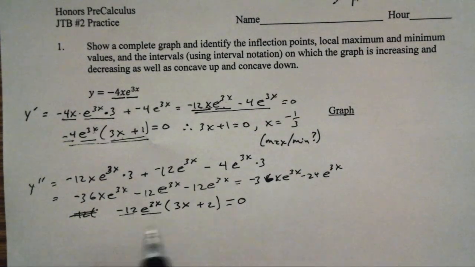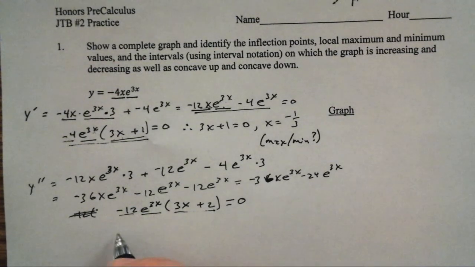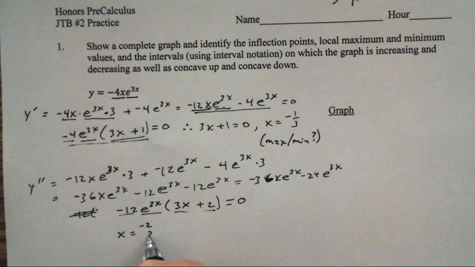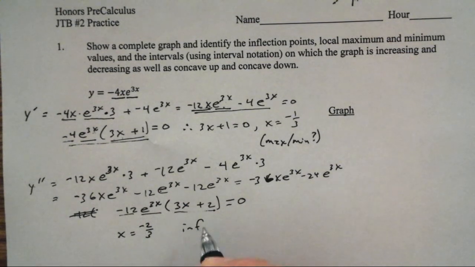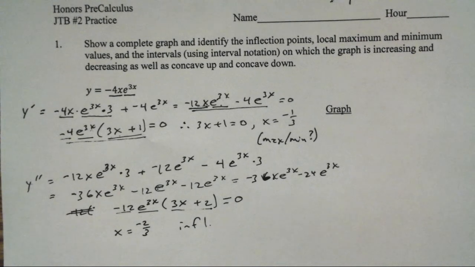Never. When is e to the 3x 0? Never. When is 3x plus 2 equal to 0? When x equals negative 2/3, which would be an indication we have an inflection point at x equals negative 2/3.